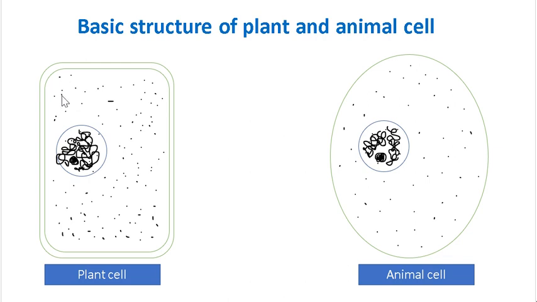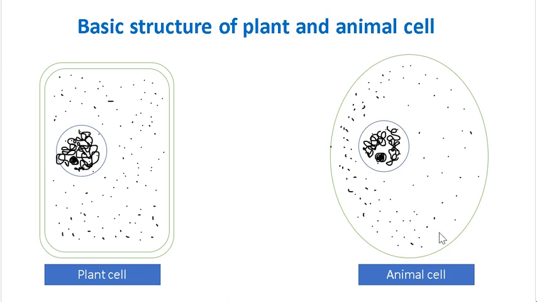This is the smallest cell organelle present in the plant cell as well as in the animal cell. So ribosomes are present there. These granules which I have drawn here earlier indicate the ribosomes, the smallest cell organelle.